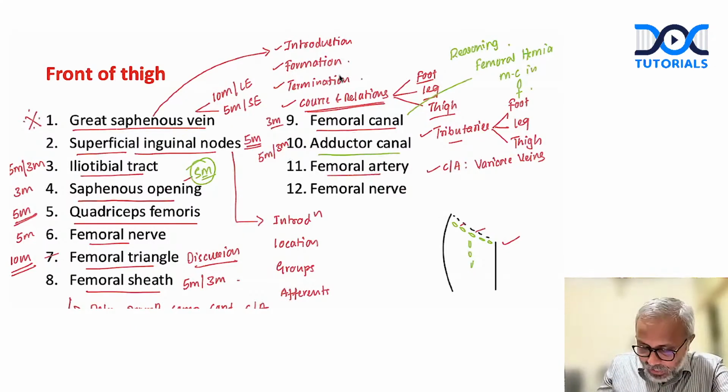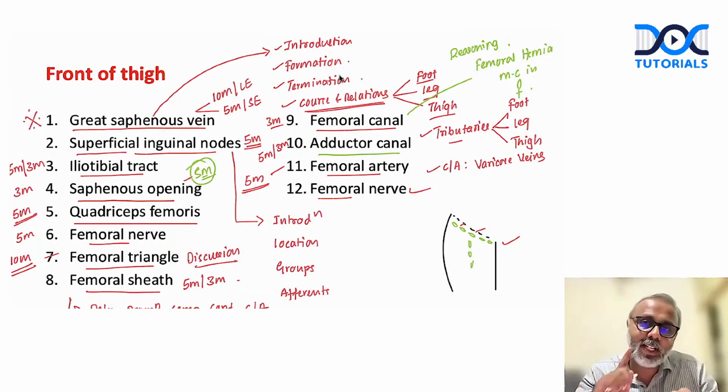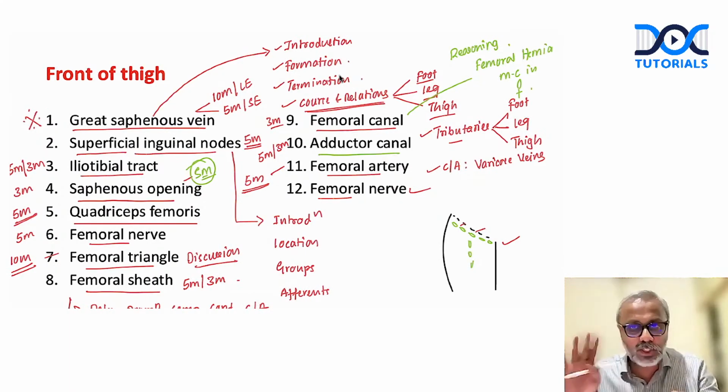Femoral artery and femoral nerve. Femoral nerve we have discussed already. Femoral artery again could be an important 5 marker question. And how will we attempt an artery? Femoral artery is the superficial artery of the lower limb. Remember, it is not the chief artery of the thigh. The chief artery of the front of the thigh is profunda femoris. It's not the femoral artery. So it is one of the superficial arteries of the front of the thigh.